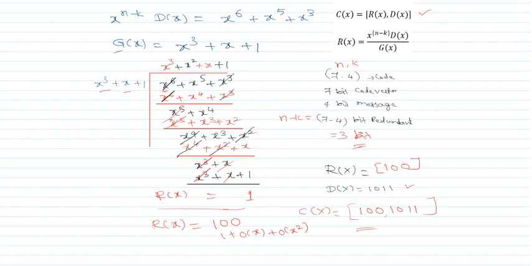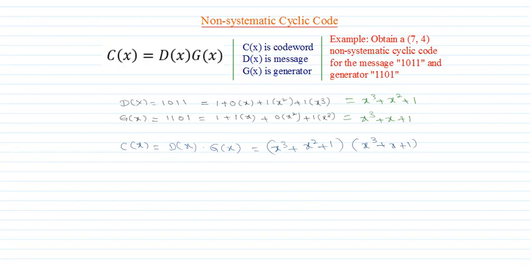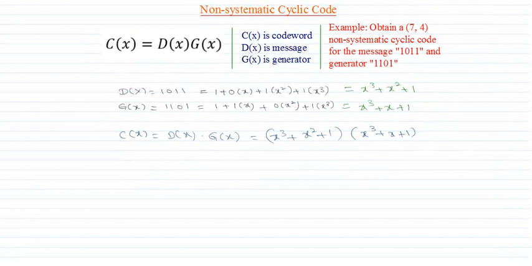Okay, so next we will look into non-systematic cyclic code. It's a very simple code. Here the equation that we follow is c of x is equal to d of x into g of x. Okay, so where c of x is a code word, d of x is a message, and g of x is a generator.